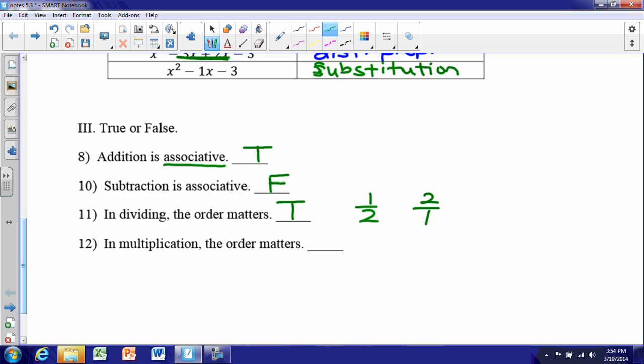And then in multiplication, does the order matter? Well, if I said 2 over 3 times 4 over 7, I would get the exact same answer if I did 4 over 7 times 2 over 3. So that means the order does not matter in multiplication. Okay?